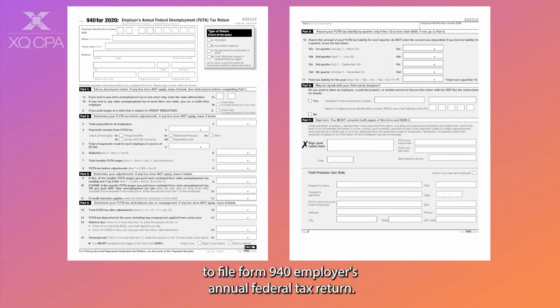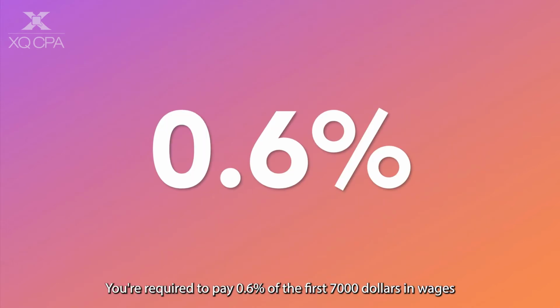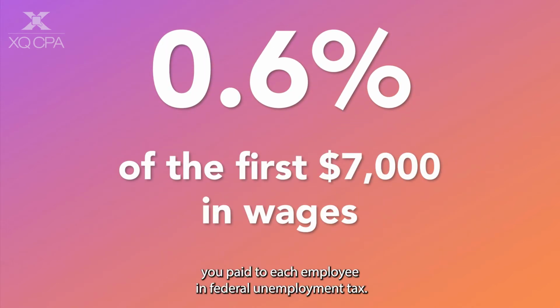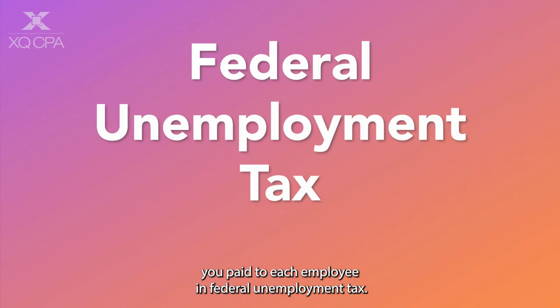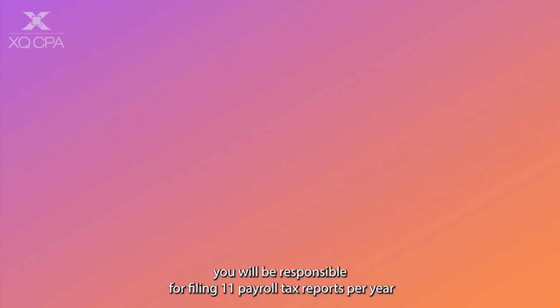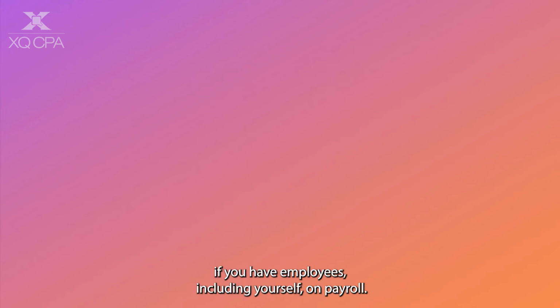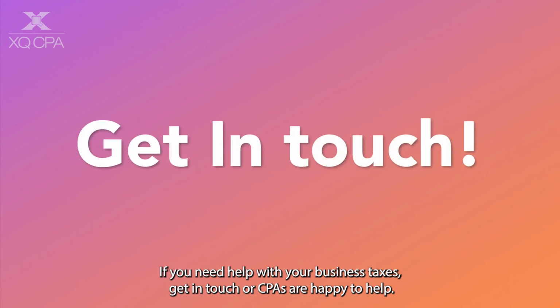Lastly, all employers are required to file Form 940, Employer's Annual Federal Tax Return. You're required to pay 0.6% of the first $7,000 in wages you pay to each employee in federal unemployment tax. This is equivalent to $42 per employee based on current regulations. Altogether, this means that you will be responsible for filing 11 payroll tax reports per year if you have employees, including yourself, on payroll. If you need help with your business's taxes, get in touch.